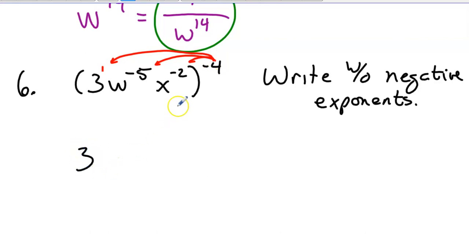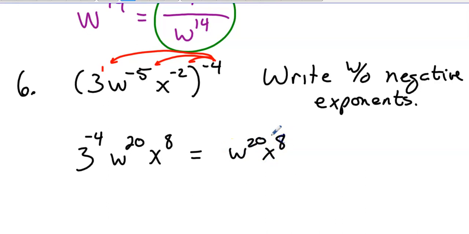So it's going to make it 3 to the negative 4 power. With the w, you've got negative times negative, so it's a positive 20. And then for the x's, negative times negative is a positive 8. Now once you've done that, if something has positive exponents, it's done. So the w to the 20 is good. The x to the 8th is good. But this 3 to the negative 4, that part's got to go from the numerator down to the denominator. So it would be basically 3 to the 4th power.